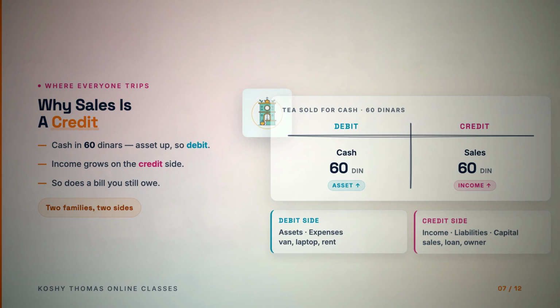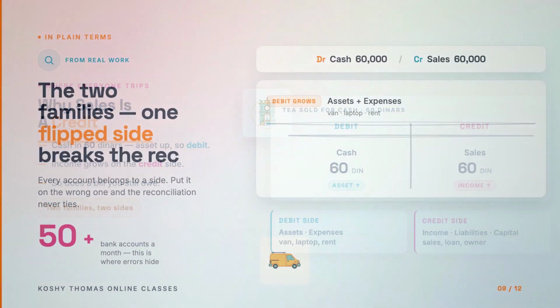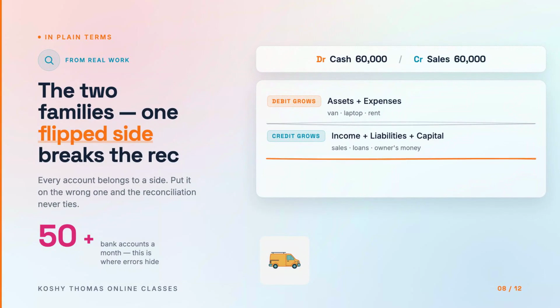So think of it this way. Assets and expenses live on the debit side. Income, liabilities, and capital live on the credit side. Rent for the month. Expense, so debit. Salary due on the first. Liability, so credit. Here's that entry. Debit cash, 60. Credit sales, 60.